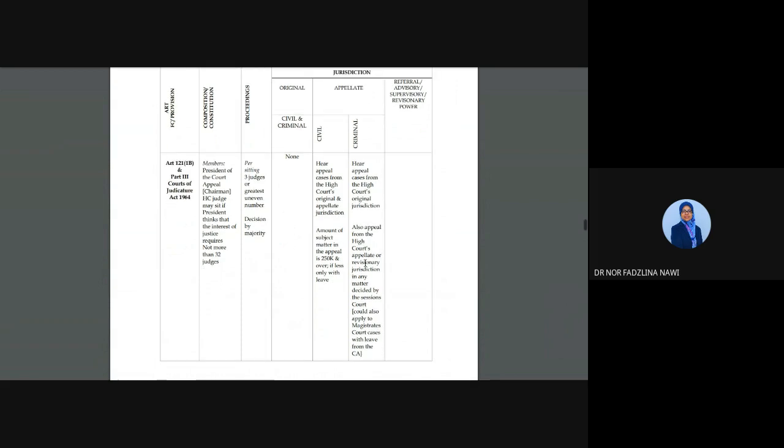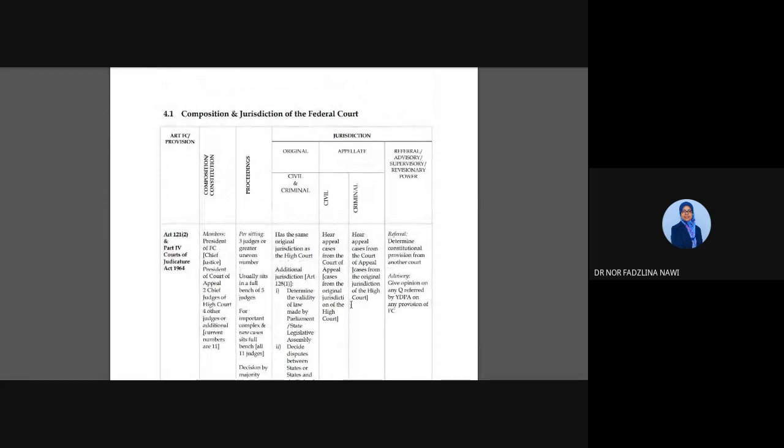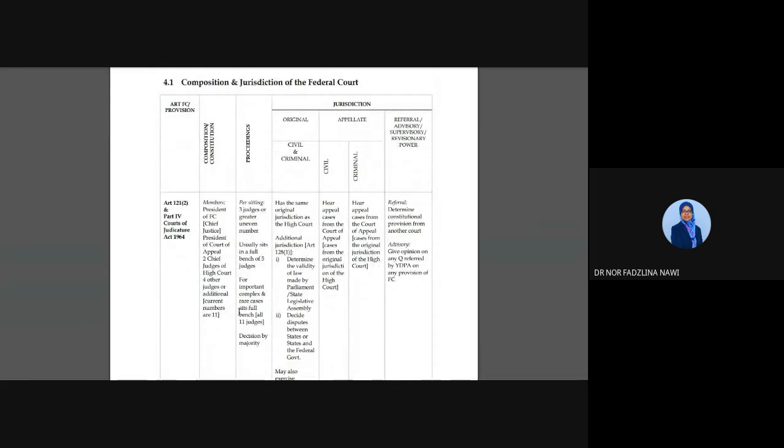For criminal jurisdiction, they can hear appeals from the High Court's original jurisdiction and appellate jurisdiction, or any revisionary jurisdiction in any matter decided by the session court. Okay. And finally, the apex court, the highest court in Malaysia, is the Federal Court. So for the Federal Court, for every sitting session of the trial, there should be 3 judges or more. The full bench means all the judges sitting to hear the case is 11.